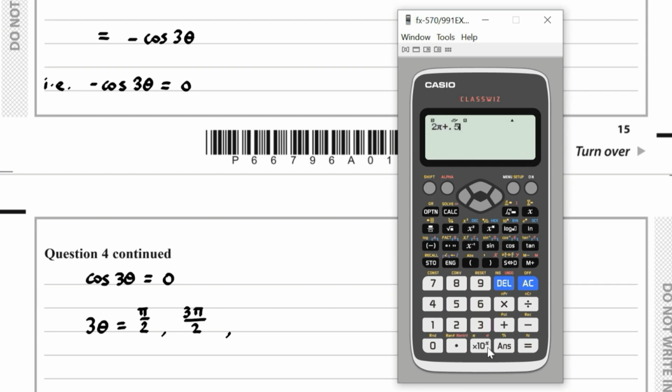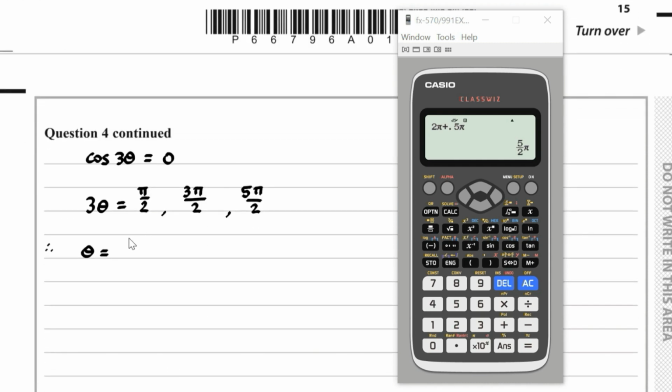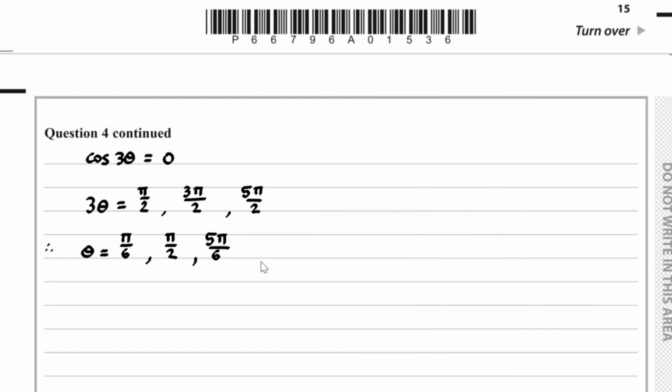to a half pi, we get 5 pi over 2, from which we see theta is equal to pi over 6, rather we've got 3 pi over 2 divided by 3, so that's just pi over 2. And then here we've got 5 pi over 6. So these are our values of theta.